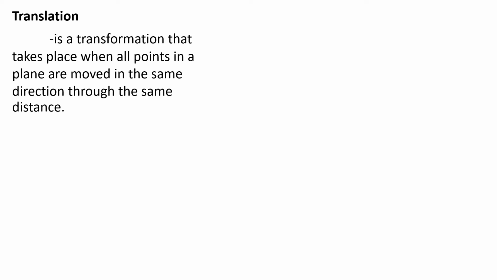First, let us define translation. Translation is a transformation that takes place when all points in a plane are moved in the same direction through the same distance. It is not expanding or changing the form of the shape of the figure, but it is changing the position of the figure.